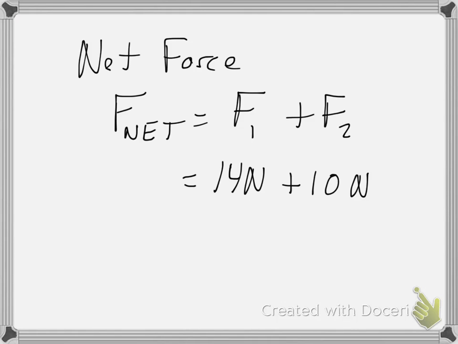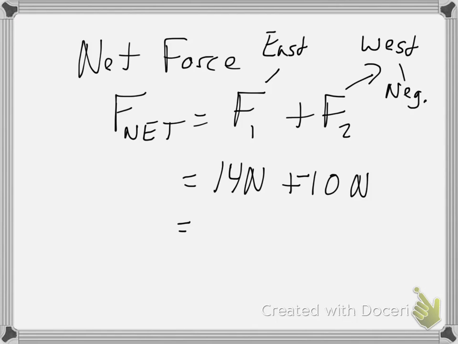But now we have to take into account the direction. So this one was east, this one was to the west, and so they're going to oppose each other. If we take the typical convention that right would be positive, then that means west is negative, and we have to insert a minus sign right here. So this is going to get tugged to the east with a total force of 4 newtons.